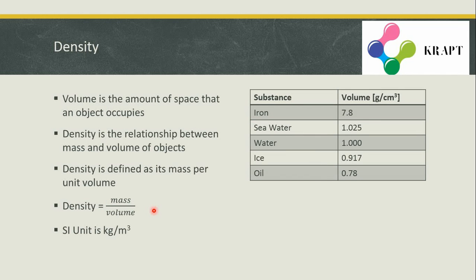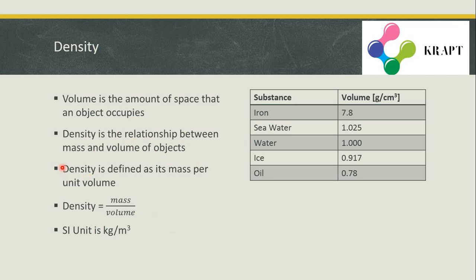Now let us learn about density. First, for learning about density, we should know about volume. Volume is the amount of space that an object occupies. So as you know, each substance will occupy an amount of space in the atmosphere or where it is kept. Hence, that space is known as volume. Now, density is the relationship between mass and volume of objects. This is very important. Keep this in mind.